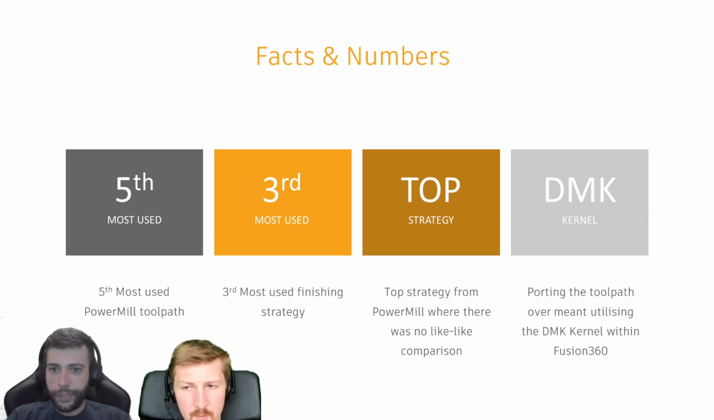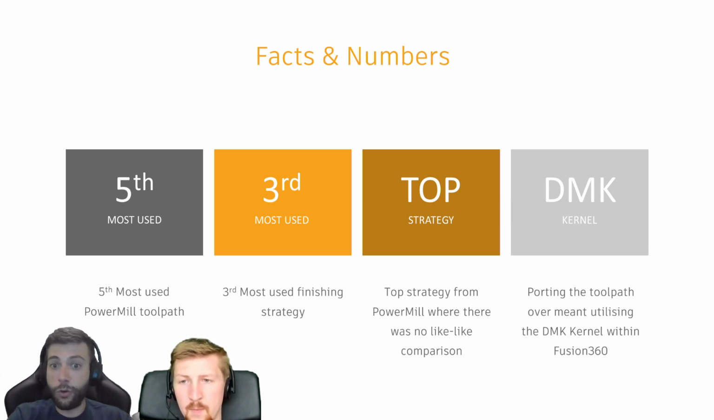But why did we do it? Okay, let's tell you some facts. Steep and shallow, upon running some tests on some analytics, is the fifth most used toolpath in Fusion. In fact, you may recognize the name steep and shallow. If you have ever heard of PowerMill before, you will know it was one of PowerMill's best toolpaths.